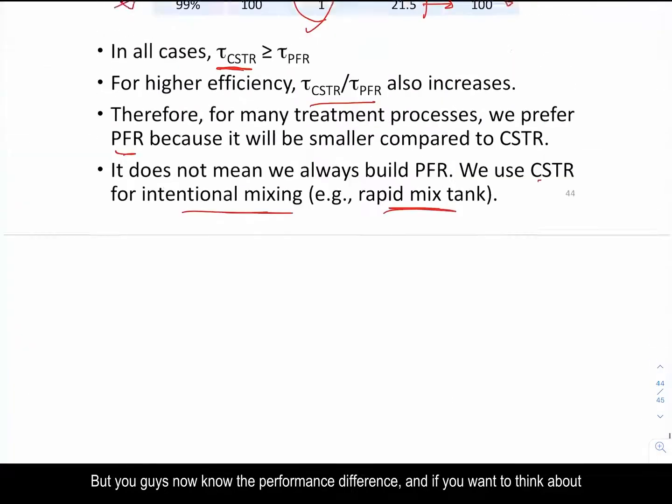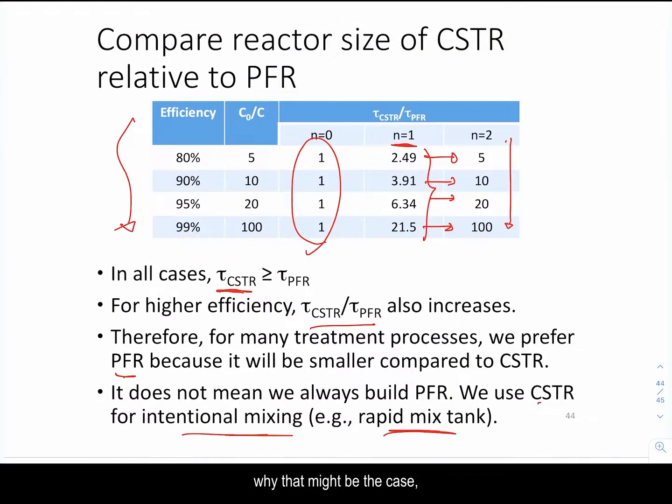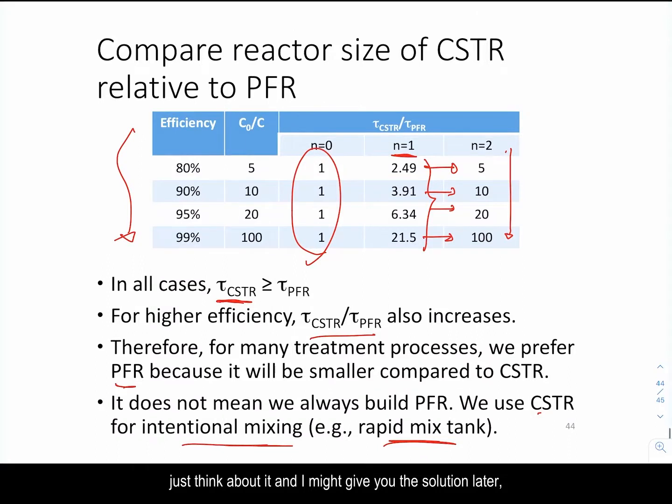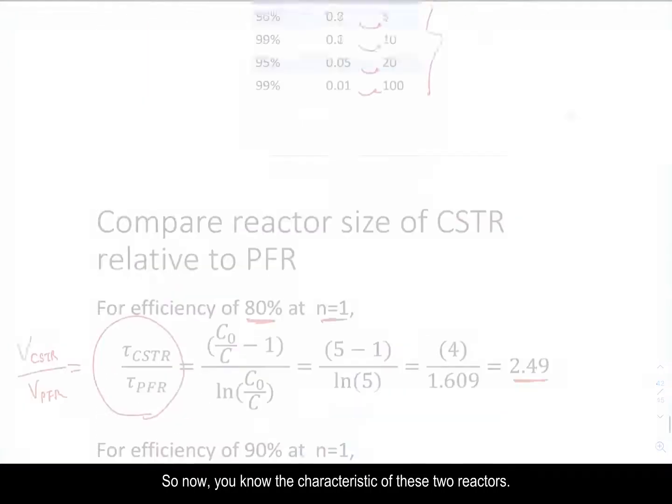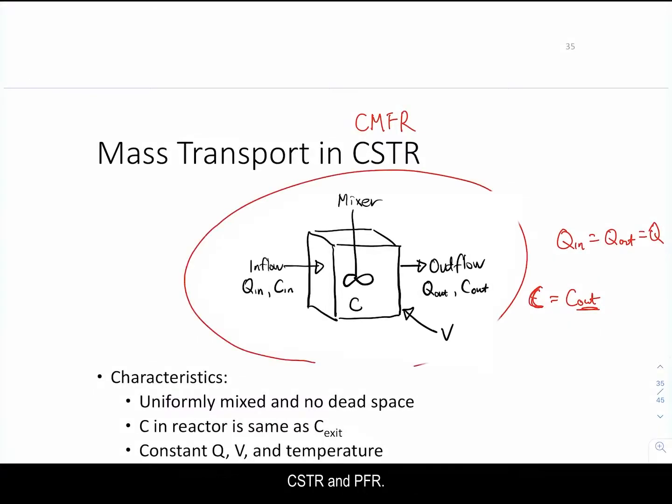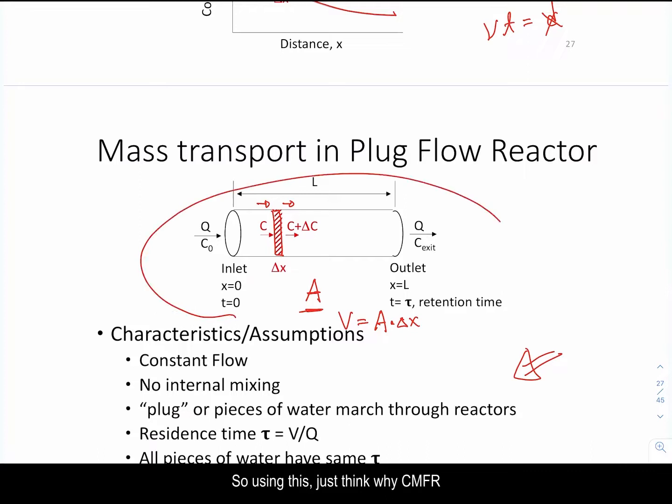And if you want to think about why that might be the case, just think about it, right? And I might give you the solution later, but I want you to think about it too, right? So now you know the characteristics of these two reactors, right? CSTR and PFR, right? So using this, just think why CMFR seems to be less efficient than the PFR.